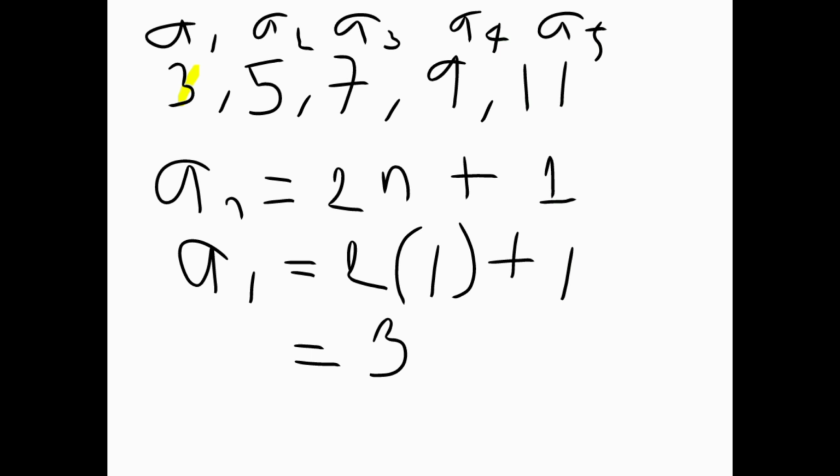What about if we're going to identify the fourth term? For the fourth term, let's just substitute n by 4. Then we have 2 times 4, which is 8, plus 1, that is 9. So we have here 9. So that's how we check if our answer, or the explicit formula, is correct.